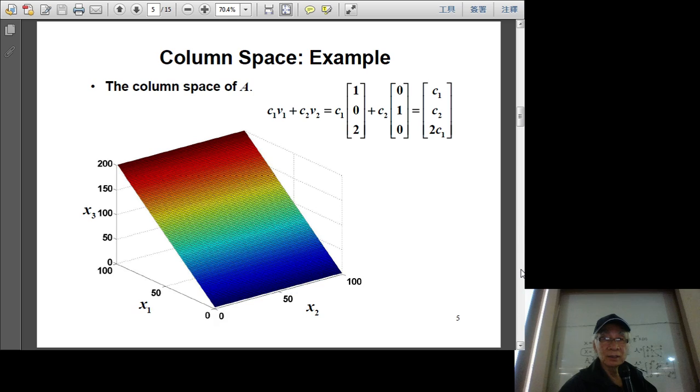That's my column space. That means just a plane, right? We have three coordinates, but with 1, 0, 2 and 0, 1, 0 as basis vectors we create the column space, where C1 and C2 are arbitrary values. If you give them all possible real values, it creates a space which is nothing but a plane in three-dimensional space. That's why we call it the column space.